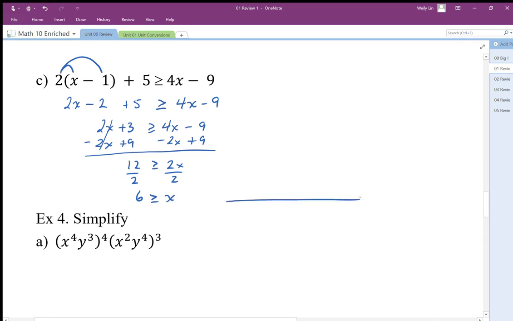And when I show that on a number line, there's 6, and since it's greater than or equal to, I'm going to fill in that and go on to x is less than. So 6 is greater than, which means that x is less than.